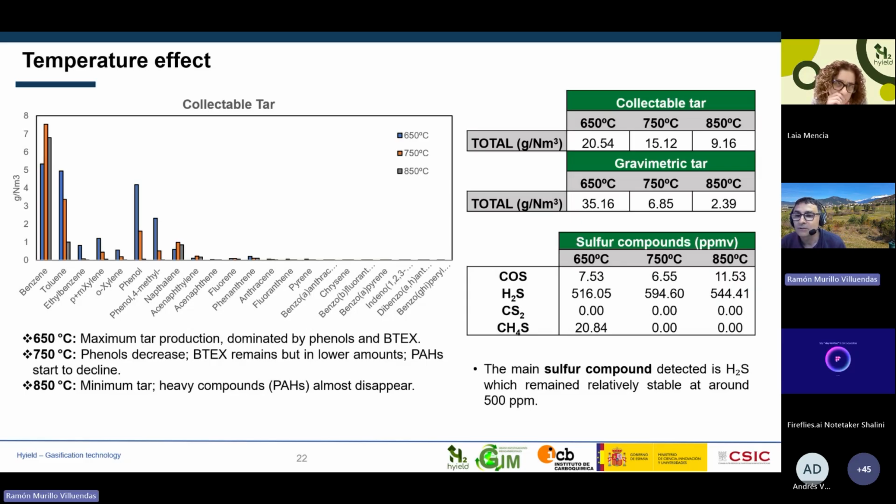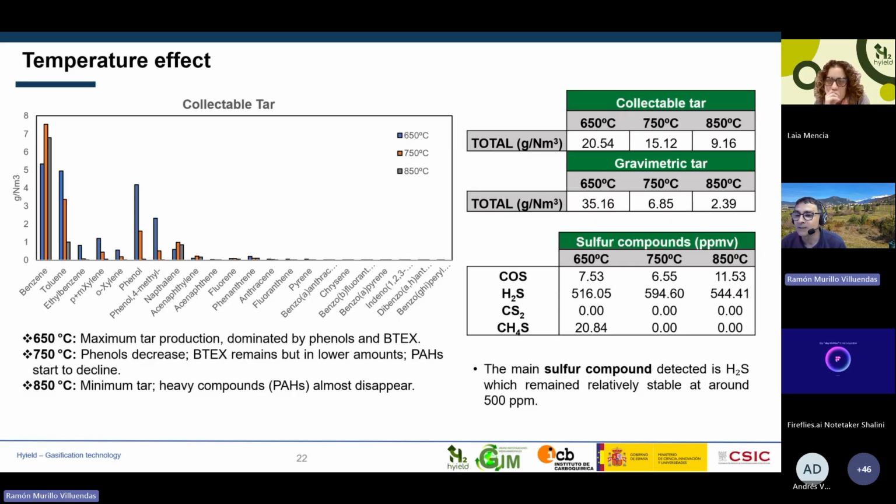This slide shows the effect of temperature on tar formation and composition. Starting with collectible tar, the highest tar production is observed at 650. At this temperature, the tar profile is dominated by phenolic compounds and BTEX, which are typically products of primary devolatilization reactions. When the temperature is increased to 750, a clear reduction in total tar content is observed.